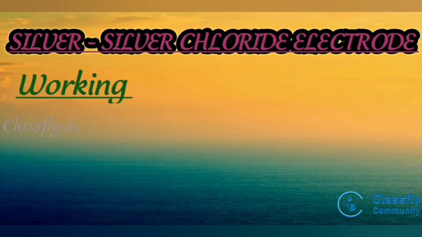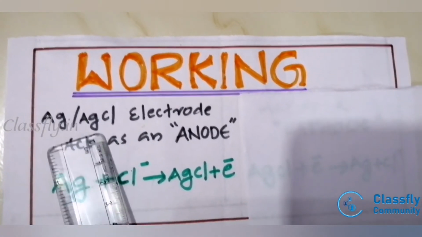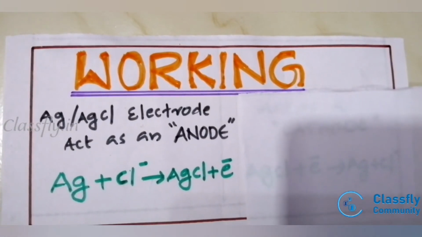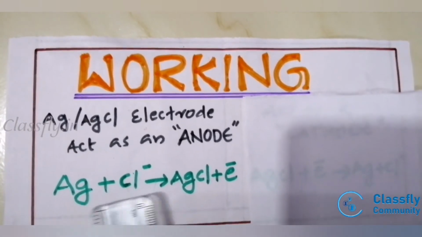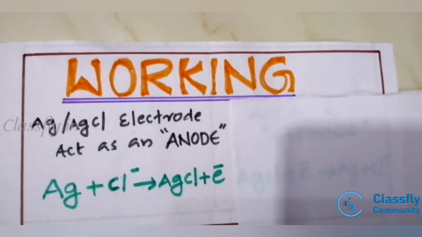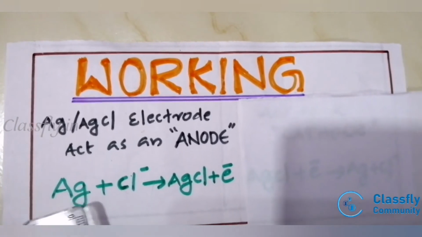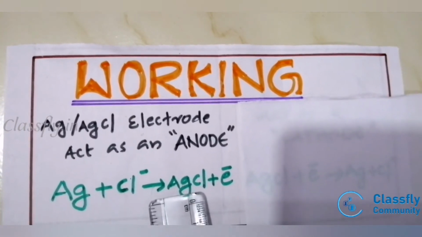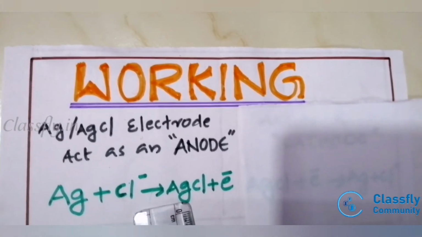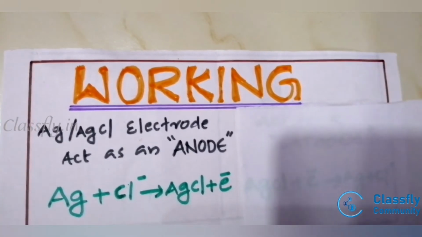Next, move on to the working of silver chloride electrode. If silver chloride electrode acts as an anode, the electrode reaction is Ag + Cl− gives AgCl + e−. Anodic reaction is nothing but oxidation. So here silver, that is Ag, undergoes oxidation to give Ag+ and 1 electron. Then Ag+ will react with Cl− to give AgCl.